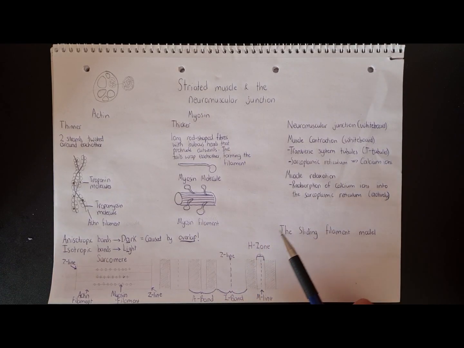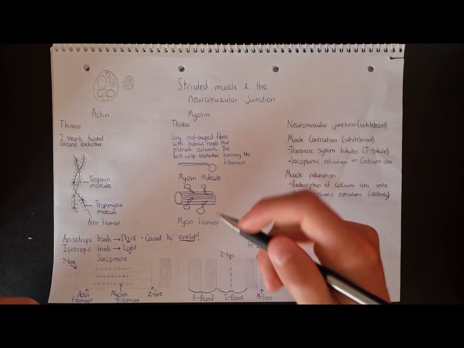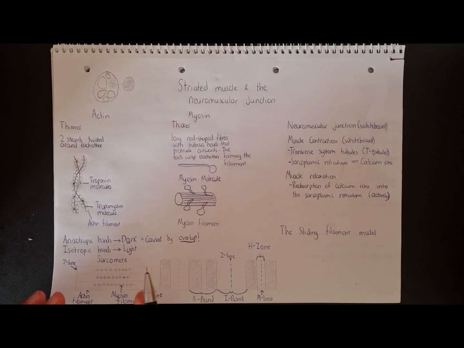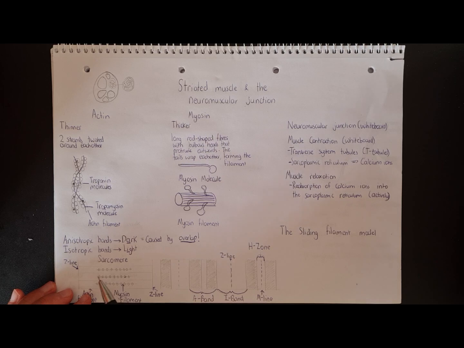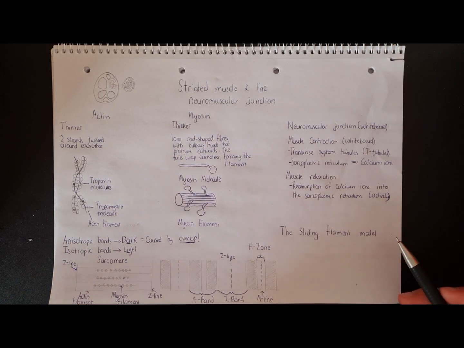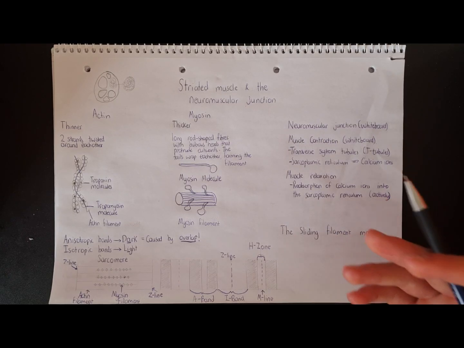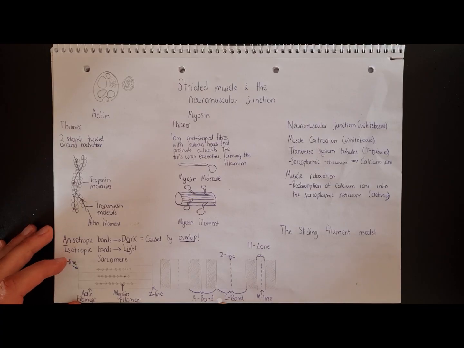Now, this is also known as the sliding filament model, because as a result of the power stroke that the myosin heads do to the actin filament, the actin filaments actually slide along the myosin filaments. And in the sliding filament model video that I did, I actually go into more depth on how this actually works. So that's really it.